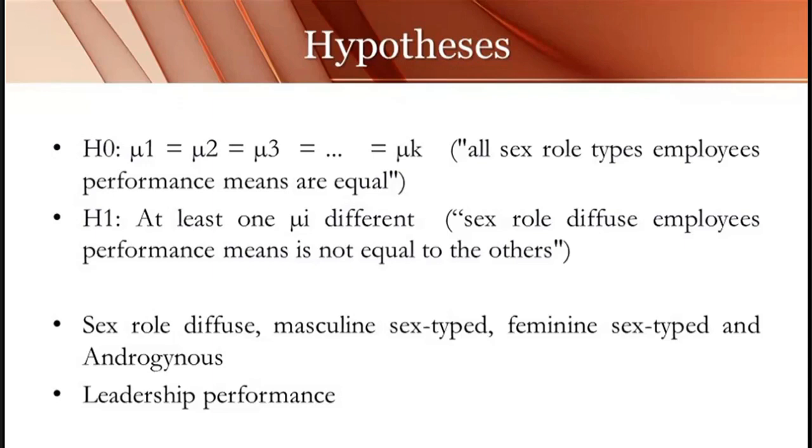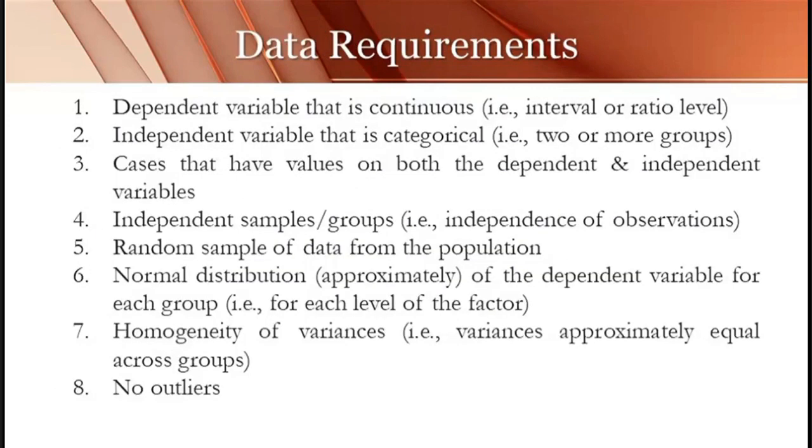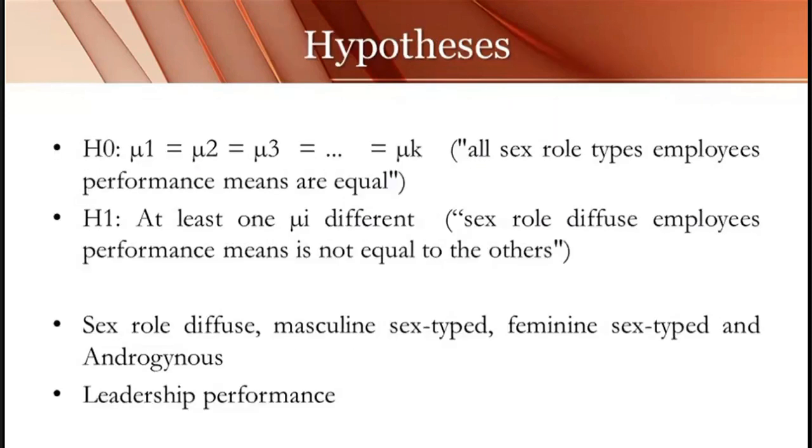Now, with regard to our data requirements, we have a dependent variable, that is leadership performance. We have an independent variable, that is sex role identity type, how a person is identifying himself or herself. Now, cases that have values on both the dependent and independent variables. When I talk about leadership performance, we have already collected data, so we have performance of each and every employee from the last 6 months or 1 year. Similarly, we also have data of all the four sex role types.